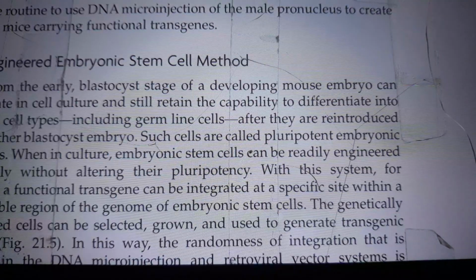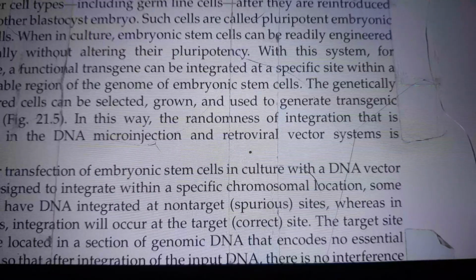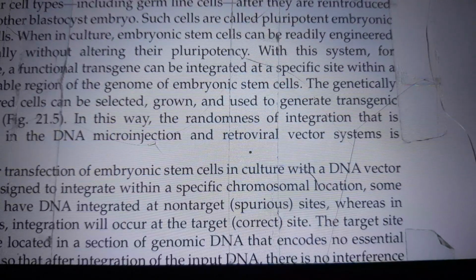The engineered embryonic stem cell method. Cells from the early blastocyst stage of a developing mouse embryo can proliferate in cell culture and still retain the capability to differentiate into all of the cell types, including germ-line cells, after they are reintroduced into another blastocyst embryo. Such cells are called pluripotent embryonic stem cells.